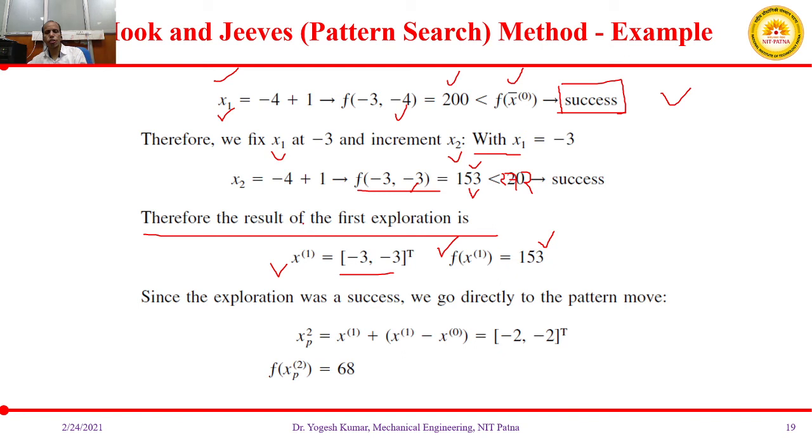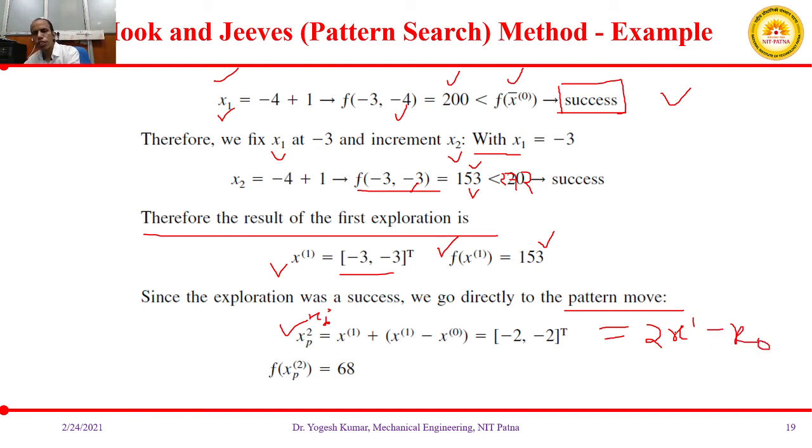Since we have got the exploratory search successful for both the variables, we will move to the pattern search. Okay, so we will try to identify the pattern move, and for the pattern move we know we have xk plus 1 is equal to xk plus xk minus 1. So this will be xp2. Okay, this is already written: x1 plus x1 minus x0. So this will be 2x1 minus x0.